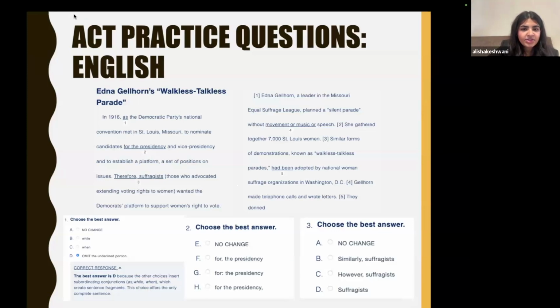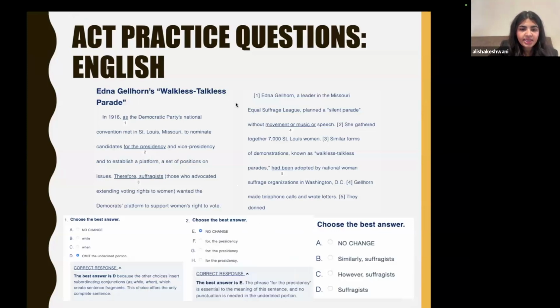Okay. So now to go over number two, the correct answer is E, which is no change. This is also a common answer you'll see in these sections. So no change and omit are the most common ones that you'll see, so it's definitely good to get familiar with when you need to do that. Since it says to nominate candidates for the presidency and vice presidency, you would want to keep it to make sure that the sentence reads properly, because if you take that out, it wouldn't really specify what you're nominating for. And then if everyone wants to try number three, and then we'll move on.